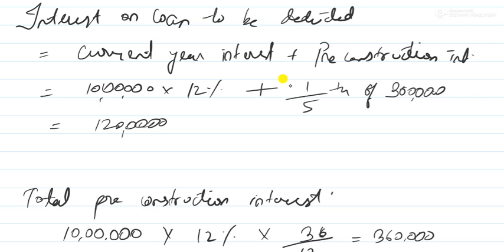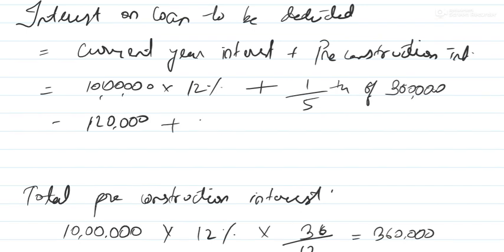Sorry, 10 plus 1/5 of 3,60,000 will be provided. So 360 divided by 5 is equal to 72,000. So total interest that will be allowed as deduction will be 1,92,000. Okay, simple. Any problem? Any problem?